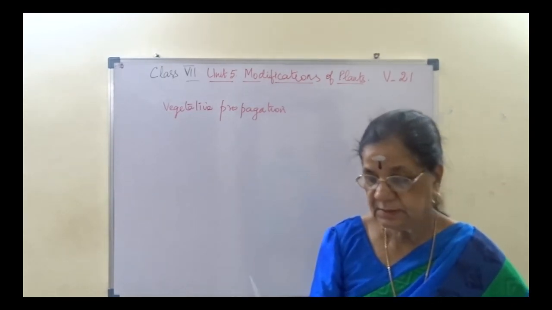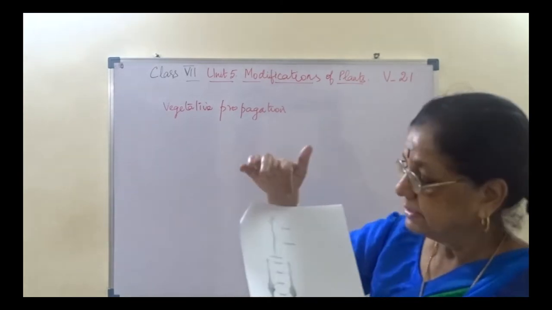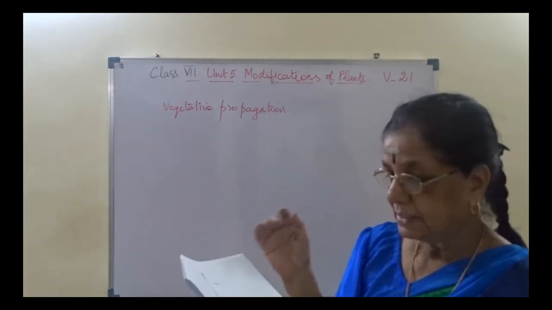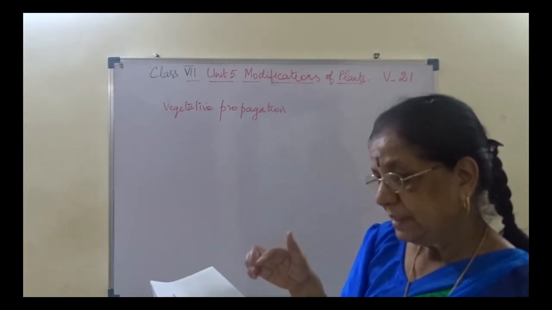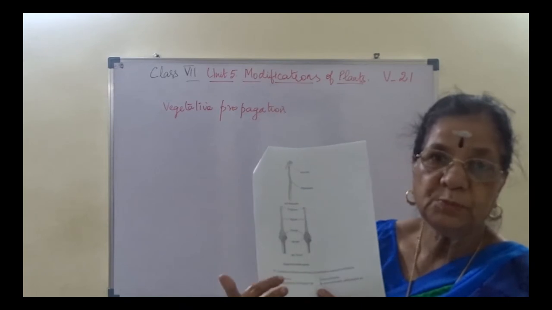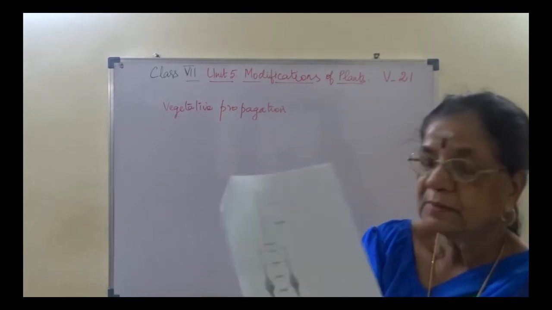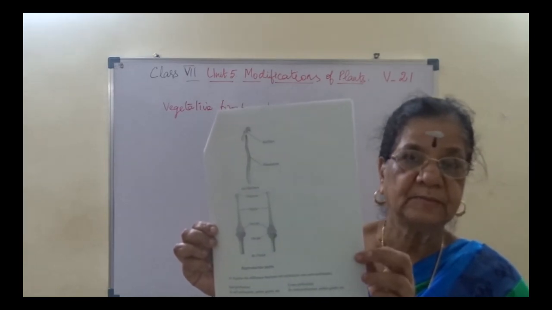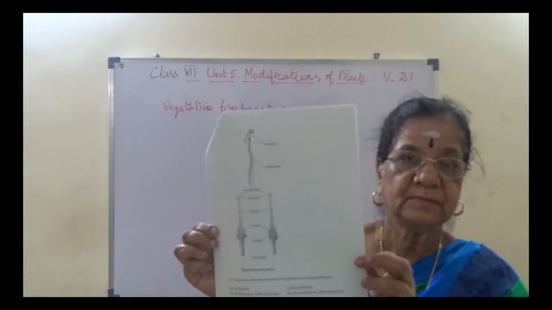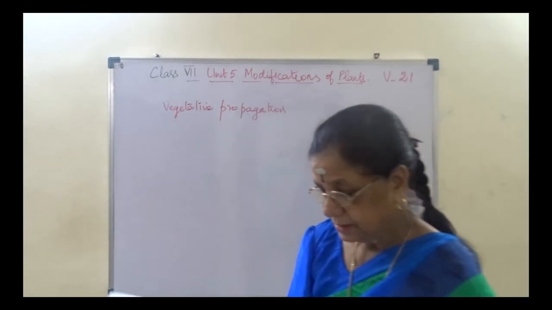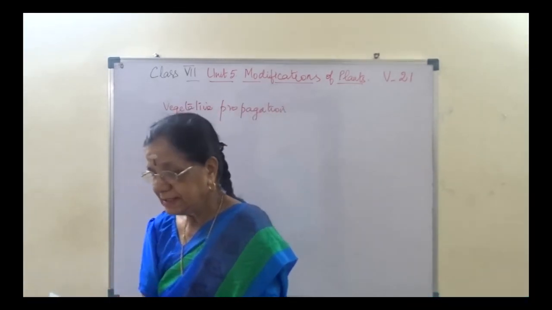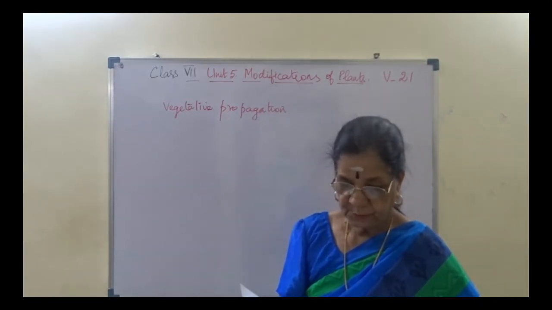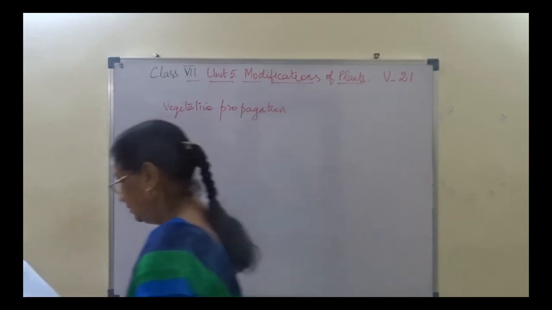Then this is the diagram for stamen: this is anther, this is filament. In the same way, gynoecium, pistil. This is the diagram, it will be clear, I think. Now the book diagram. This is just a few questions that we are checking. I hope you understand.